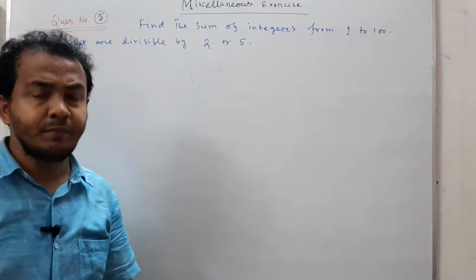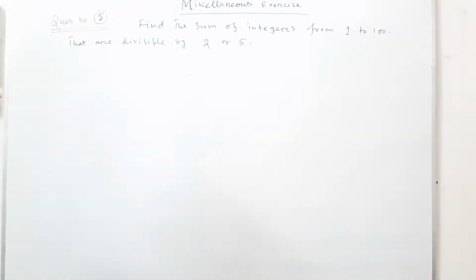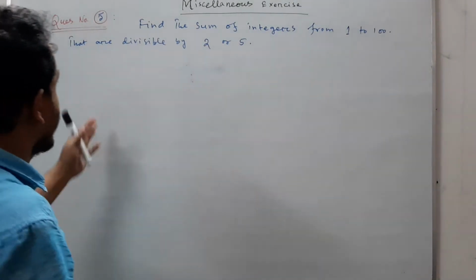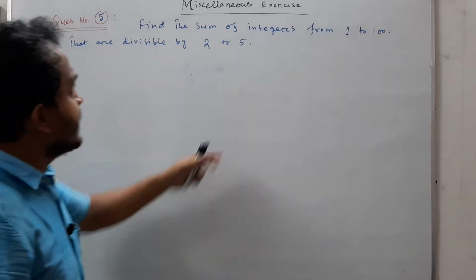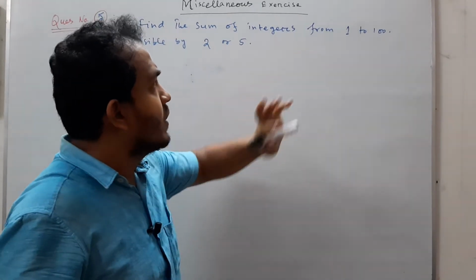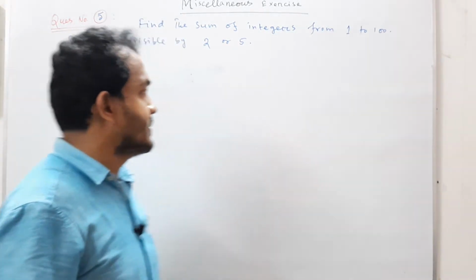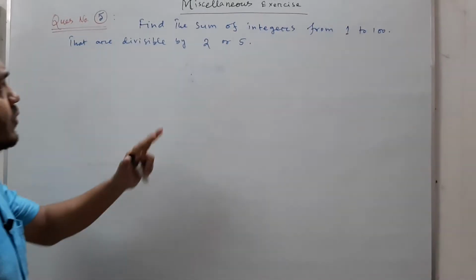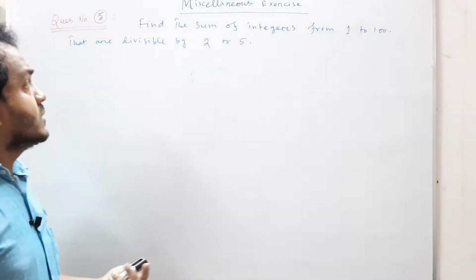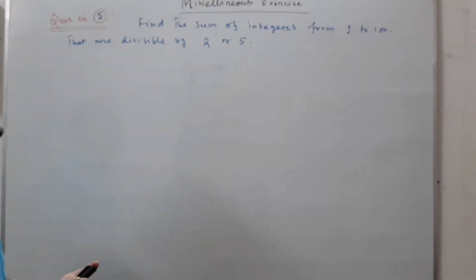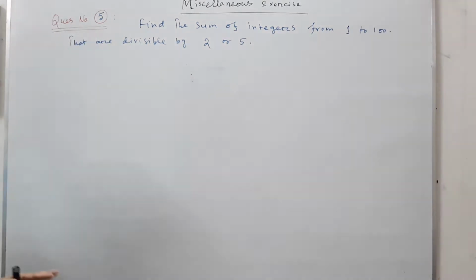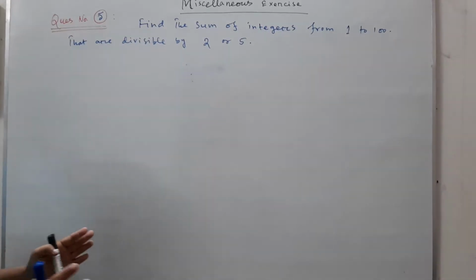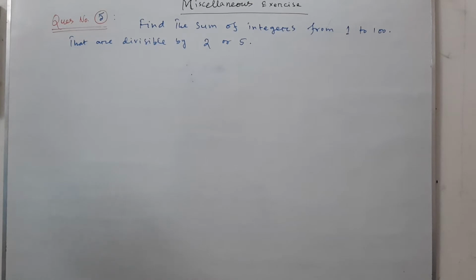Now question number 5. Miscellaneous exercise question number 5 says: find the sum of integers from 1 to 100 which are divisible by 2 or 5.